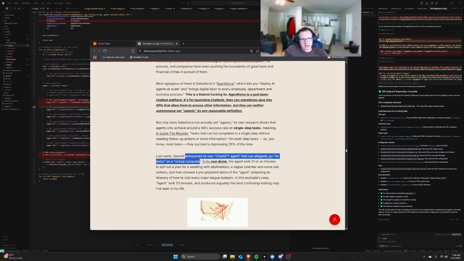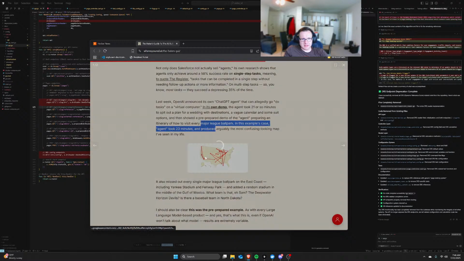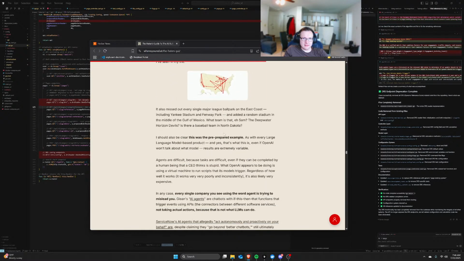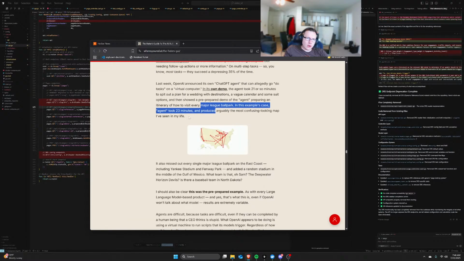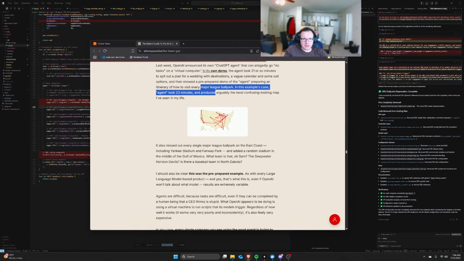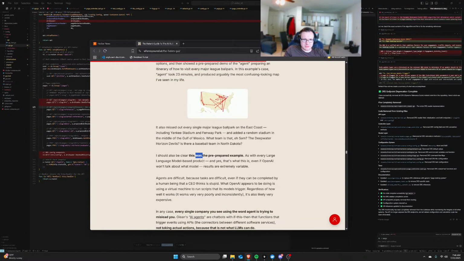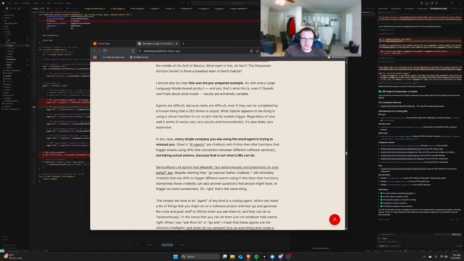OpenAI had their agent. I didn't look at it very much. Yeah, the agent took 21 or so minutes to plan out a wedding with destination, a vague calendar, blah blah blah. The agent took 23 minutes and arguably produced the most confusing-looking map I've seen in my life. Of course it's bad at first. I don't know what to tell you. This was the pre-prepared example. Agents are difficult. Look, there's too much hype about agents.